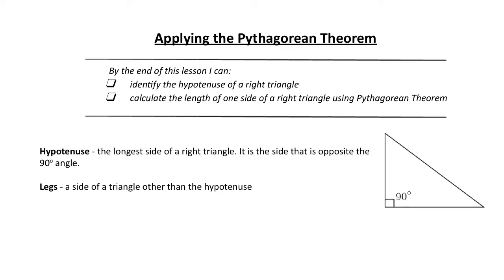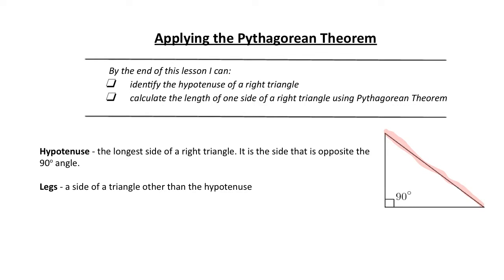So the first term that we're going to take a look at is the term hypotenuse. The hypotenuse is the longest side of a right triangle. In order to identify which side is the hypotenuse, you want to be looking for the side that is opposite from the 90-degree angle. In the triangle here on the screen, this bottom left-hand corner is our 90-degree angle, and the side directly across from that 90-degree angle is going to be the hypotenuse. I'm going to highlight it for you in pink marker. So this side here is the hypotenuse.